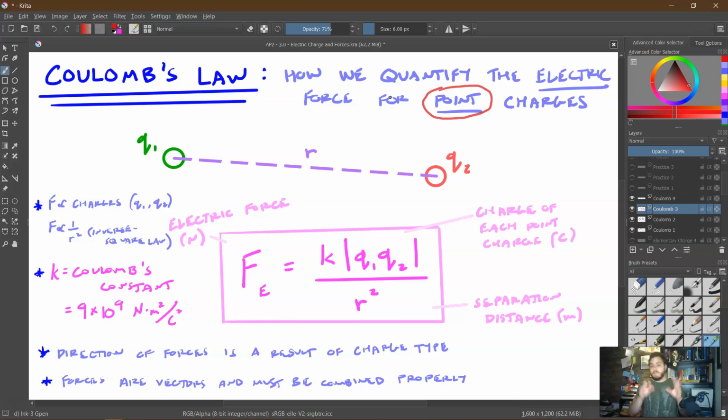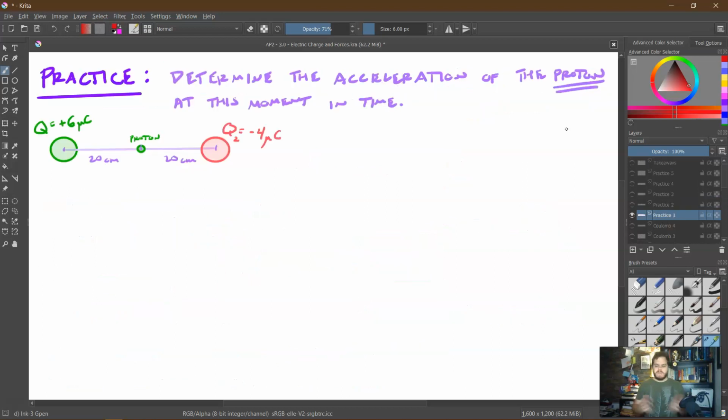Okay, lastly, these forces are vectors, so they should be combined properly. For this, pretty straightforward. But let's say we had multiple charges. Well, then we need to look at each respective electric force and then combine those together properly using vector addition. So let's look at a brief practice problem to conclude our lesson for today.